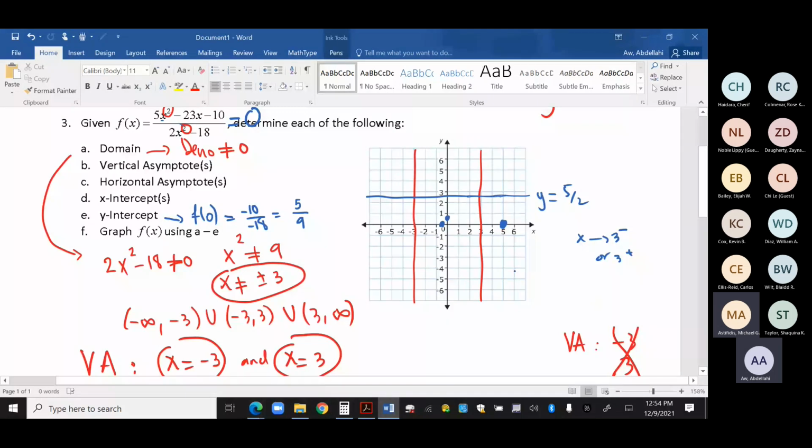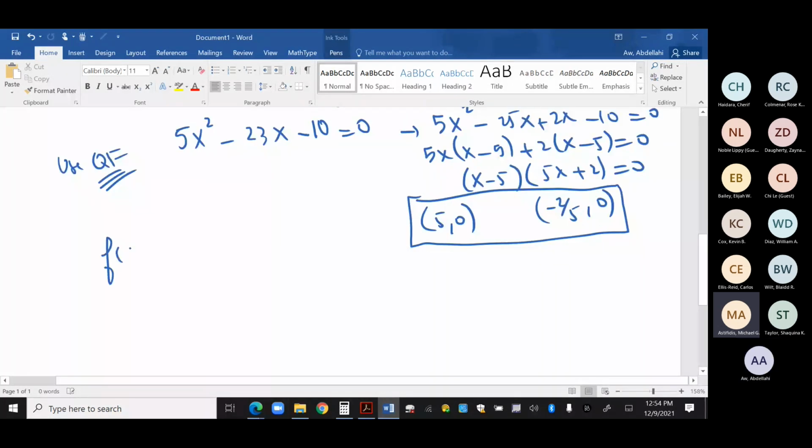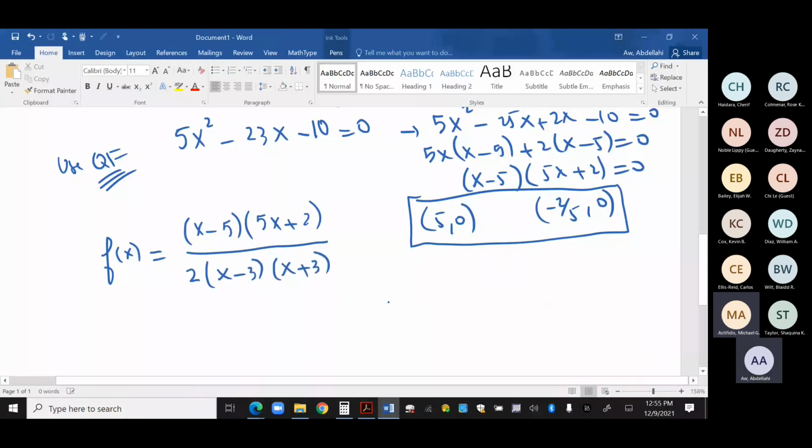For instance, when x gets too close to 3 from the right side, am I here or am I here? You can plug in a number that is close. What is my function f of x? F of x is x minus 5 times 5x plus 2 over 2 times x minus 3, x plus 3. That is my function f of x. When you plug in a number close to 3 from the right side, for instance 4, f of 4.